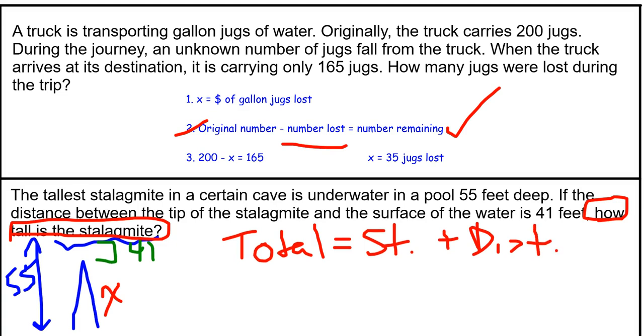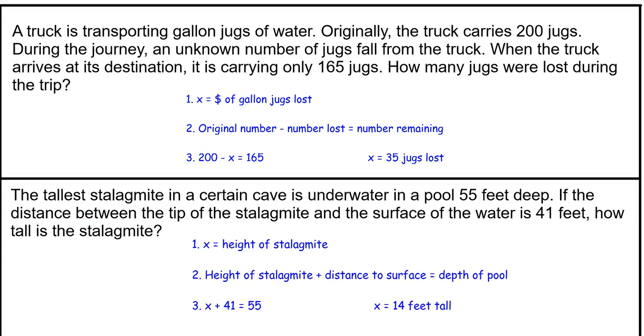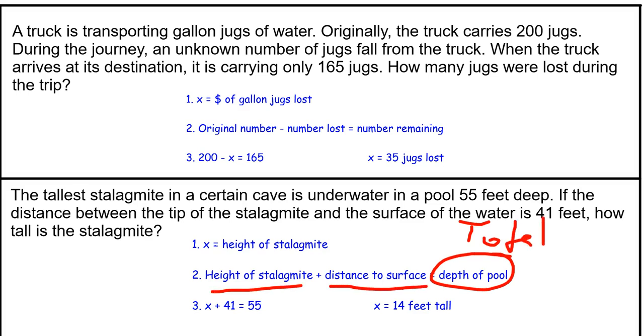And then we can calculate that out to be 14 feet. And so when we're actually writing this equation, we're going to say the depth of the pool, this is a total, being made up of a bunch of components, the height of the stalagmite plus the distance to the surface of the water. And then we can find out that the stalagmite itself, after we write the equation, x plus 41 equals 55, height plus distance equals total depth, to be 14 feet tall.